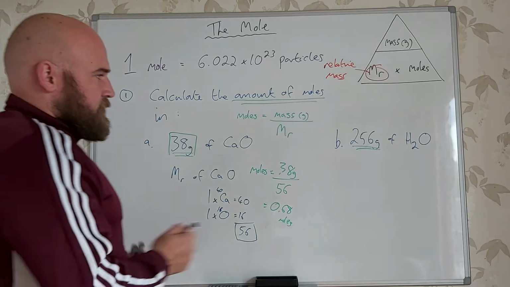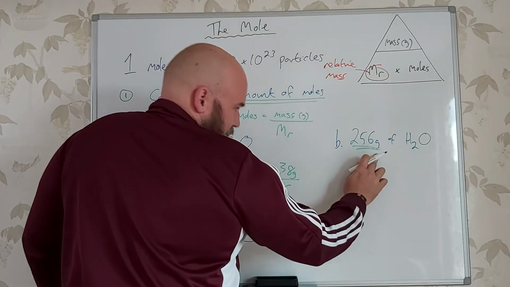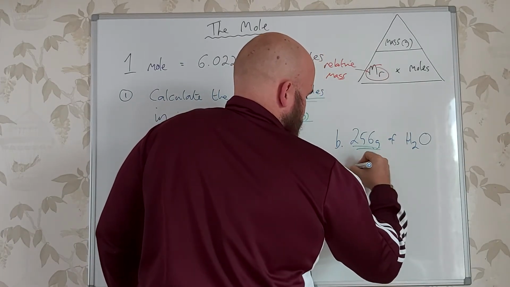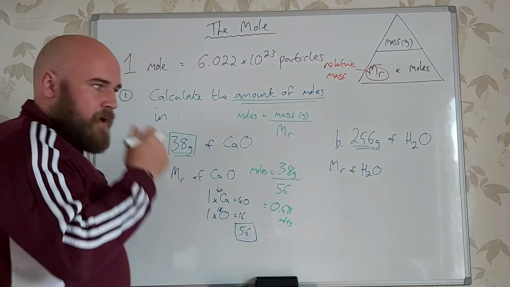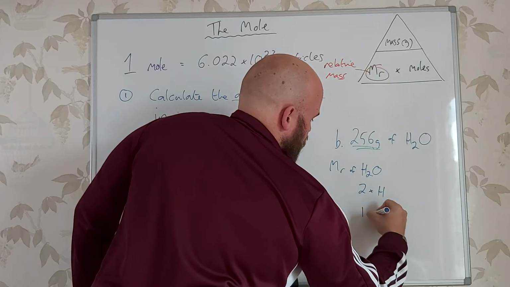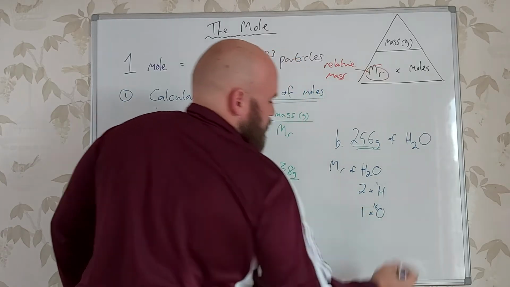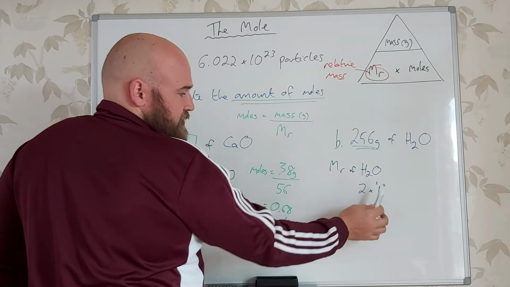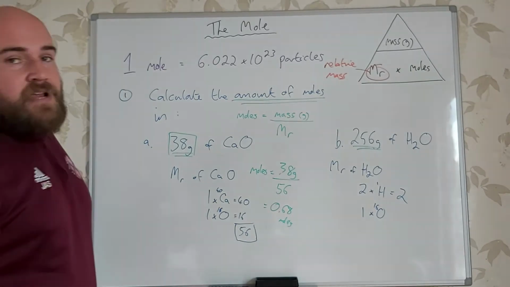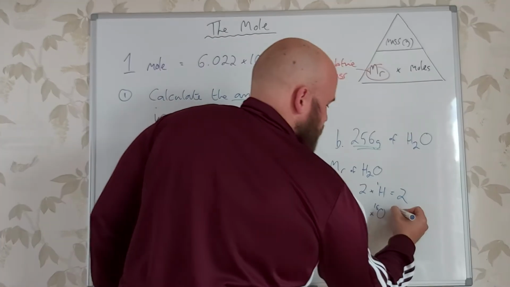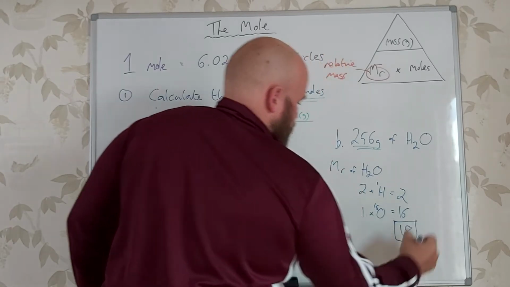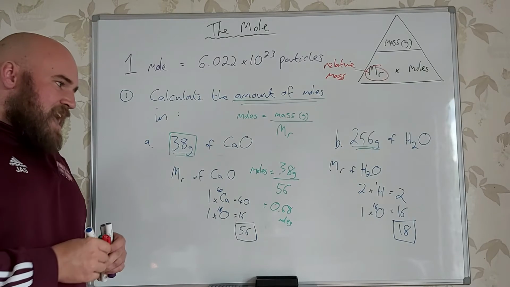Let's try it over here then. So 256 grams of water. Well, I need to work out the Mr of water. What do I have in the formula? I've got 2 H's and 1 O. Check the periodic table. Each hydrogen has a mass number of 1, so 2 times 1 is 2. Each oxygen has a mass number of 16, 1 times 16 is 16. Add them together. There's your Mr. So the Mr of water is 18.